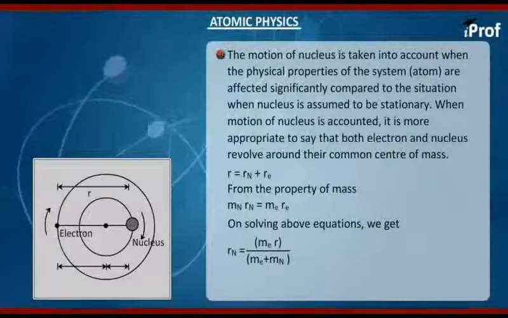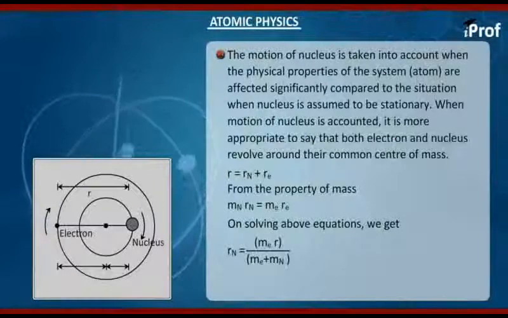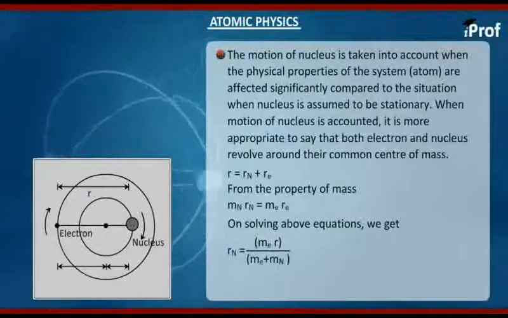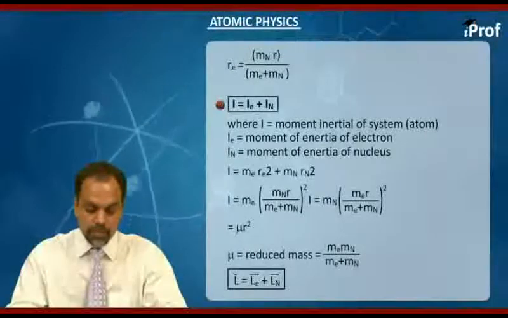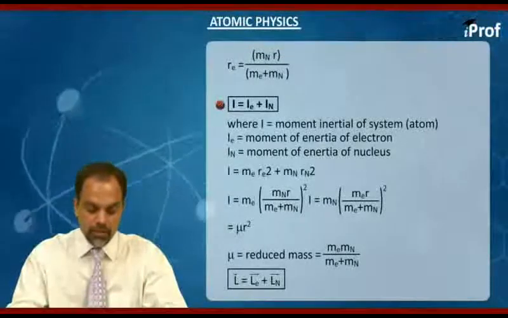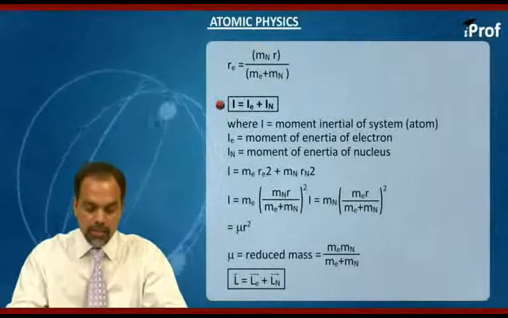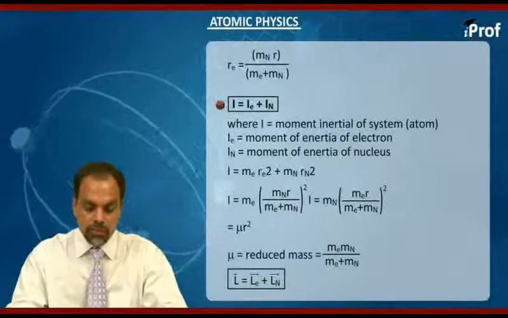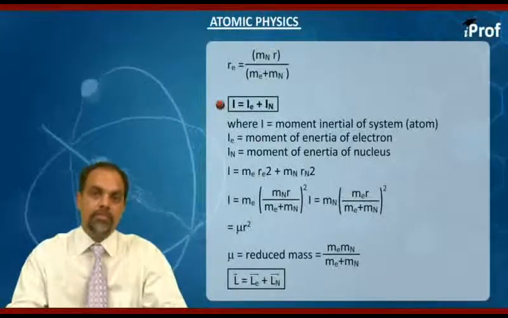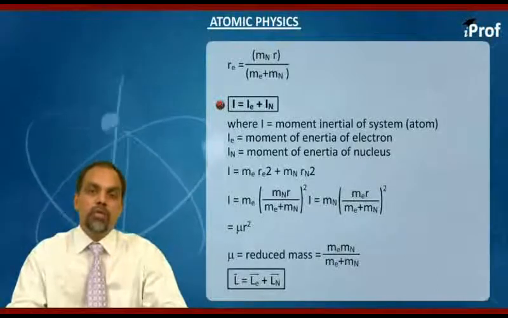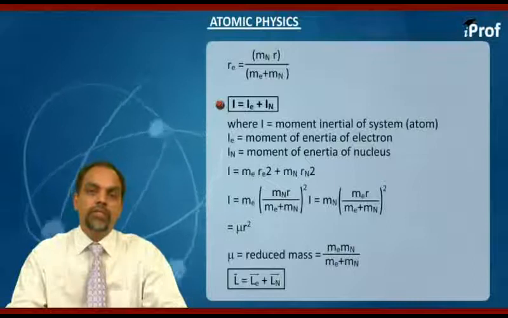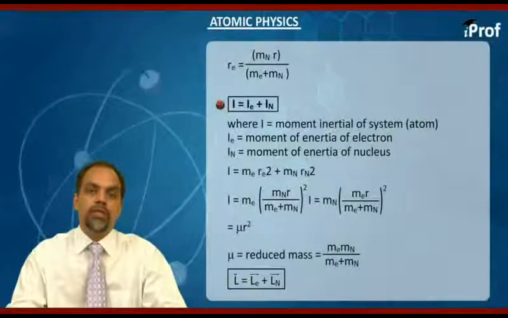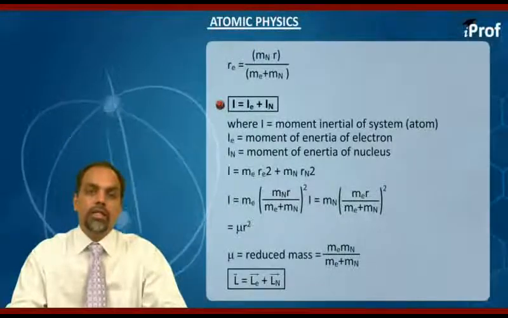Now when we solve these two equations, we get the value of Rn as Rn = Me R / (Me + Mn). Similarly, we get the value of Re, and it is equal to Mn R / (Me + Mn). Now let's try to evaluate some of the properties of this system. Let's attempt to calculate moment of inertia of this system. By definition, moment of inertia of this system will be moment of inertia of electron plus moment of inertia of nucleus about center of mass.